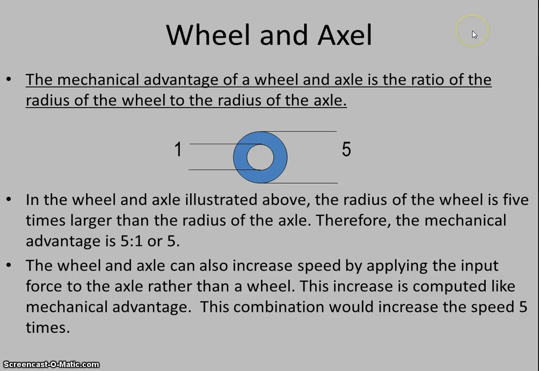Wheel and axle. Mechanical advantage of a wheel and axle is the ratio of the radius of the wheel to the radius of the axle. Very simple. You have a radius of 5 here from the inside all the way to the outside, and then you have a radius of 1 here, the inside, the axle part. Very simple. 5 divided by 1, you have a mechanical advantage of 5. Very, very simple. We just have to remember how to do these. The calculations are not difficult. You just have to remember what we are measuring. Right?